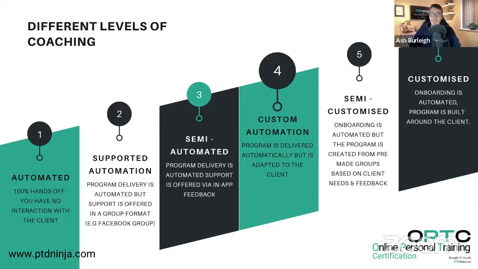So this is more specific to PT Distinction or any kind of app really that allows you to do some kind of in-app feedback. But we're going to focus obviously on PT Distinction here because this allows you to do all these things that we're talking about now. So the idea here is you will deliver the program in an automated way. And yes, you can still have support through a Facebook group or some other group and community, which I do think building a community around your services is a really good idea. But you're going to offer specific feedback to the clients through the app. So that's the idea here.